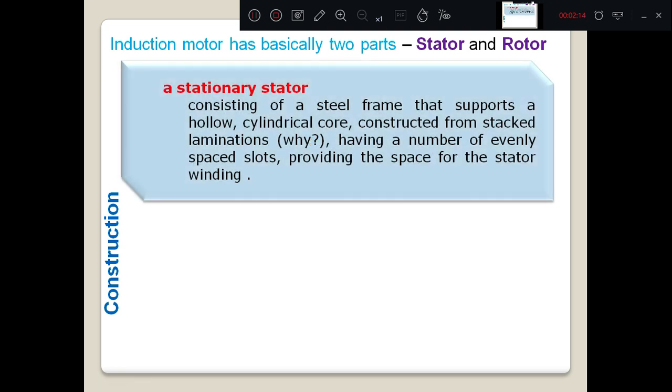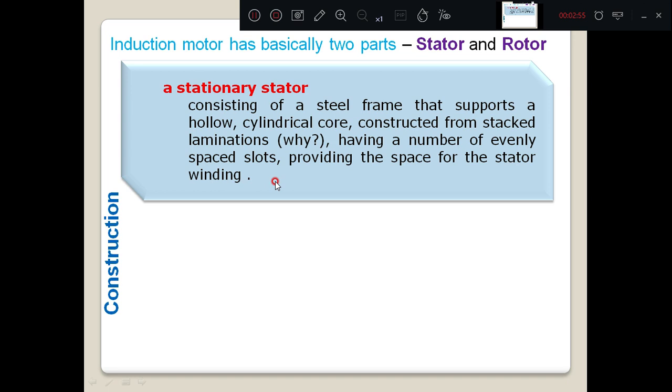The stationary part, the stator, basically consists of a steel frame that supports the three-phase winding. That is, a steel frame that supports a hollow, cylindrical core constructed from stacked laminations. Once again, in the induction motor also the stator and the rotor are made up of laminations to reduce the iron losses, that is hysteresis and eddy current loss, having a number of evenly spaced slots providing the space for the stator winding.